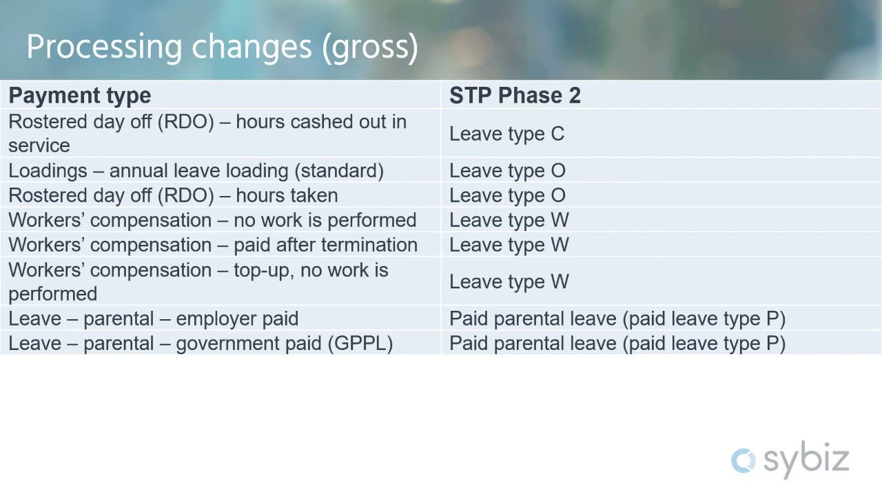And some more changes to do with the RDOs that are cashed out. That's a leave type C. It's C for cash out.